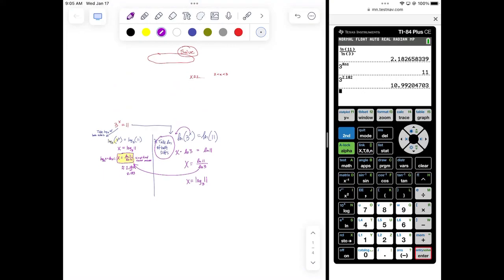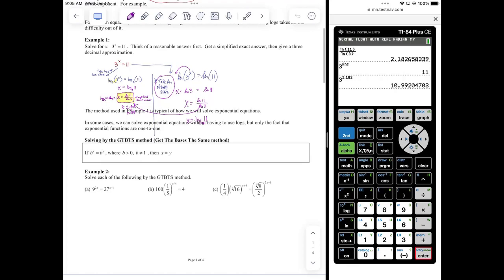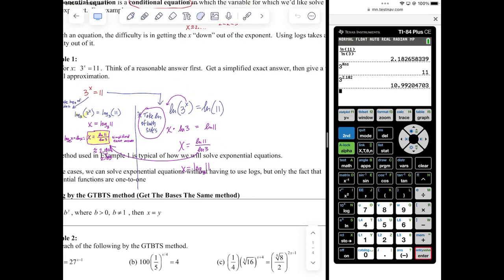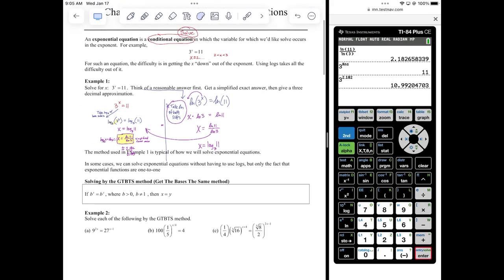Oops, I lost my text. Let's see. Sometimes that happens. You got to get out and get back in there. Oh, yeah, look, I was writing over my words. There we go. Okay, any questions on that?